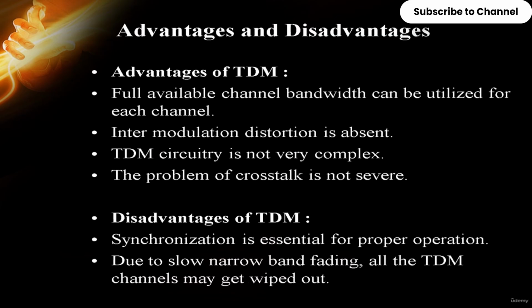The advantages and disadvantages of TDM are as follows. In advantages, the full available channel bandwidth can be utilized for each channel, intermodulation distortion is absent, very complex circuits are not needed for TDM, and crosstalk is very less and it is somewhat secure. In disadvantages, synchronization is needed between sender and receiver if it is synchronous time division multiplexing, and it suffers narrow band fading, where the channels may get wiped out at a particular time.